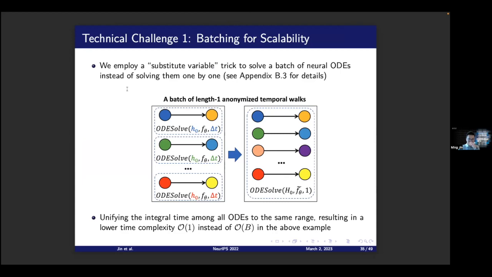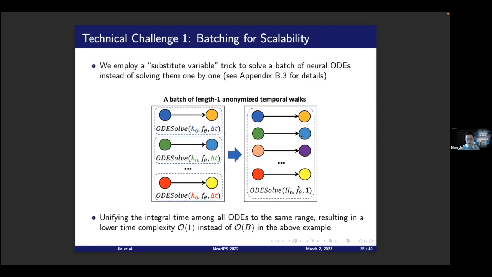And here are some technical challenges before we can use the proposed method in real-world scenarios. The first one is batching. Imagine that we have B target nodes in a batch. For each of the target nodes, even if we have just one anonymized temporal walk of length one, we have to do O(B) ODE solvings. We have to solve them one by one because we have different initial states, right? And we have different delta T. How can we do that in the real world, for example, if I have many target nodes and want to do the ODE solving in a batch?